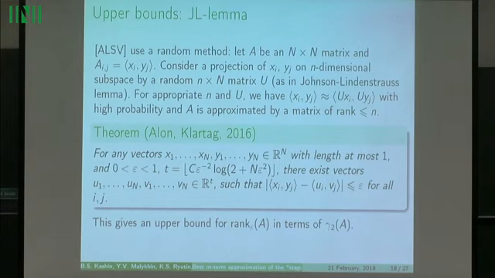And after it, we can apply estimates, for example, from a paper by Alon and Kvartak from 2016, which contains rather precise estimates for such a situation. And so we can obtain an upper bound for epsilon rank of our matrix A in terms of the gamma 2 norm, which was mentioned several slides before.